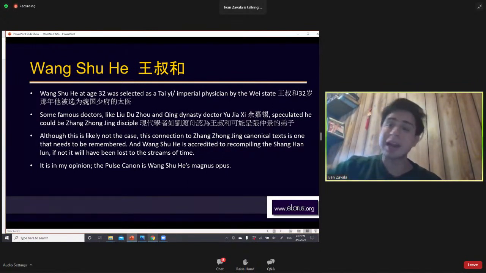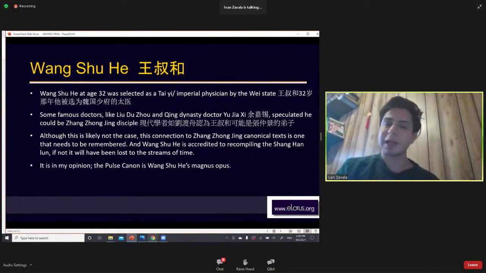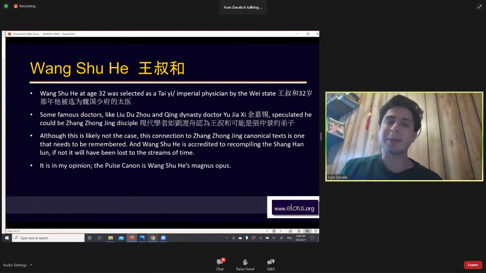Of course, it was edited later on, but because of him, there was a copy that was preserved, even the order. That's why when you read the Shanghanlun, the flow of it sometimes seems a little off, right? And some people blame Wang Shehe, saying that as he was recompiling this text, he might have gotten the order incorrect. And so there's a big criticism of him in the Ming Dynasty later on. But nonetheless, we're not going to be talking about this specifically.